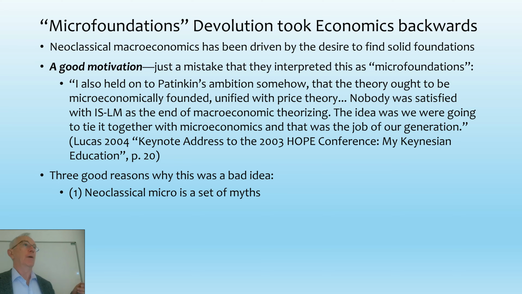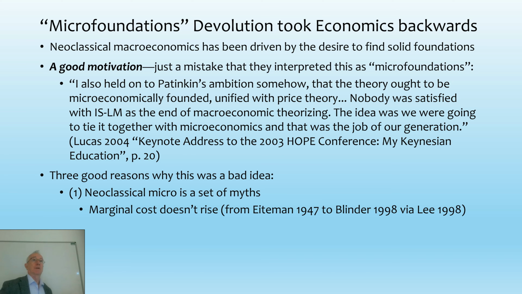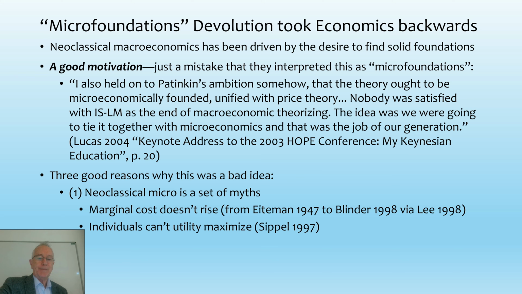One is that the micro you've learned is a series of myths. The whole idea of rising marginal cost, for example. Every single survey that's been done of actual businesses finds that the majority of them have declining marginal cost. The smallest sample return was 89% of businesses have constant or falling marginal cost. The standard result was 95%. So that's one element of what you're taught that's wrong.